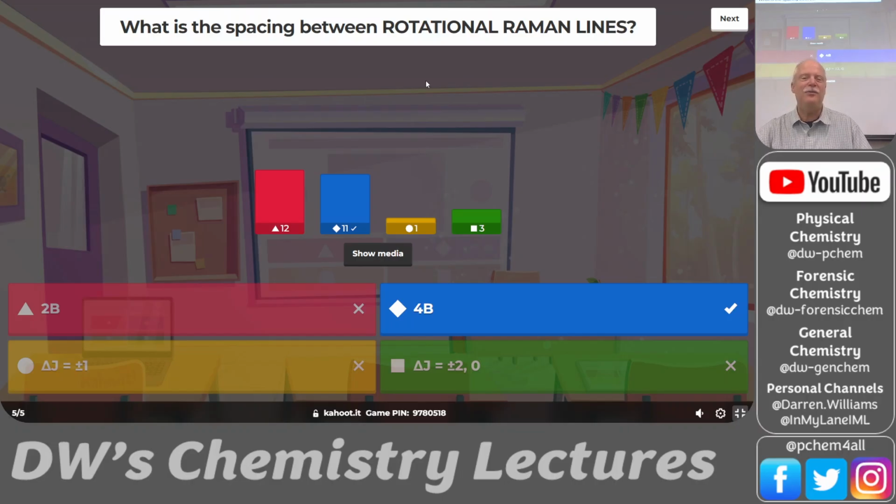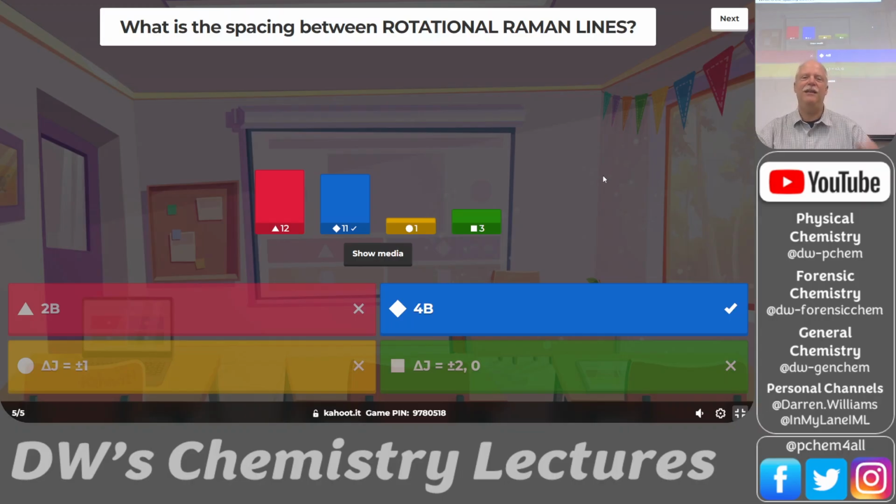No, the spacing between the rotational Raman lines is 4B, right? Because it's plus or minus 2 delta J, and so you have twice the spacing as you would have in the infrared, which is plus or minus 1J. So the microwave region is plus or minus 1J, and that gives a 2B spacing. I said that so terribly.